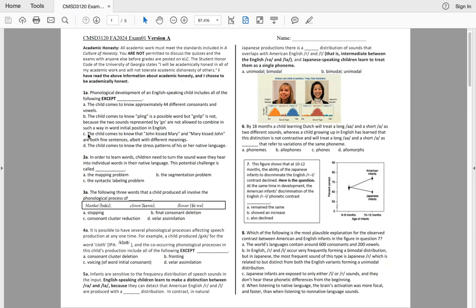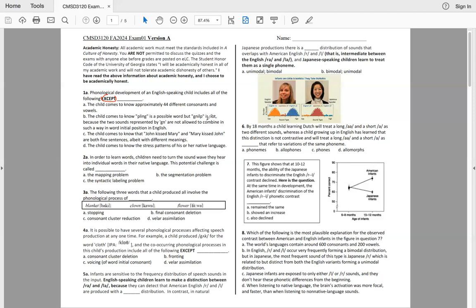Okay, let's look at the first question. Phonological development of an English-speaking child includes all of the following, except. So the answer should be the exception. Pay attention to "except." A, the child comes to know approximately 44 different consonants and vowels, is part of phonological development.